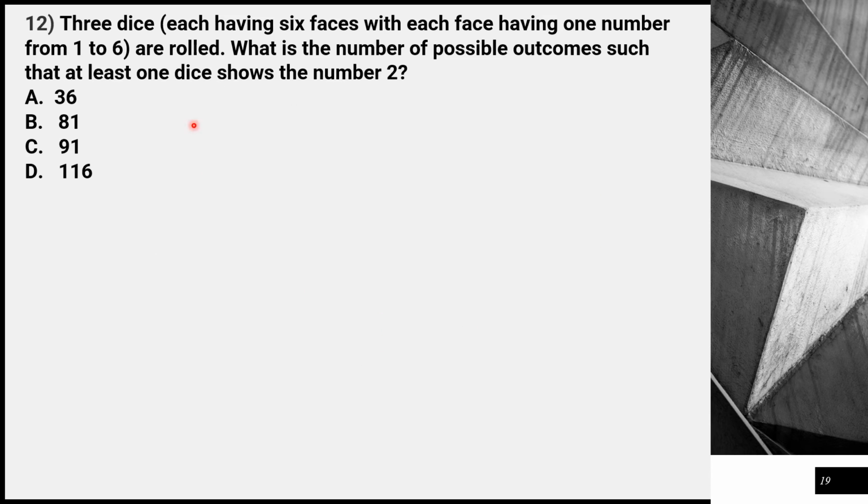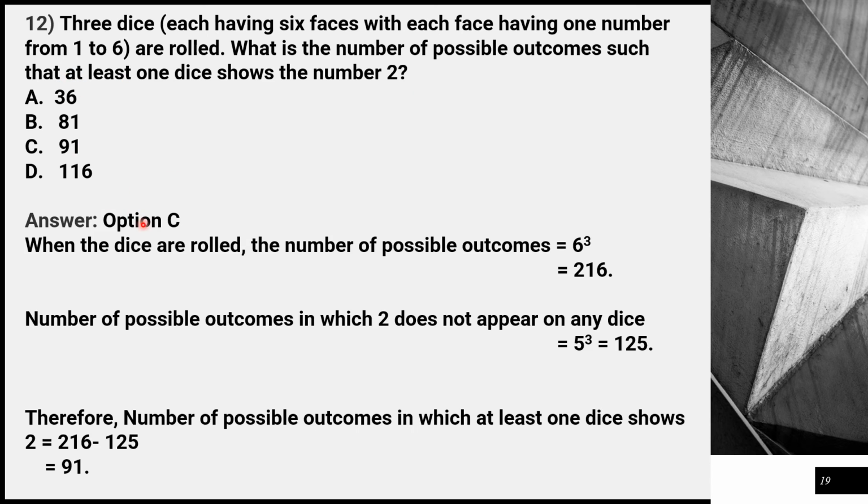So the next question is, 3 dice, each having 6 faces with each face having one number from 1 to 6, are rolled. What is the number of possible outcomes such that at least one dice shows the number 2? So here are the options. The answer is option C, 91.